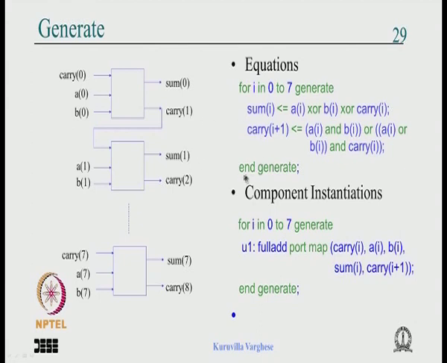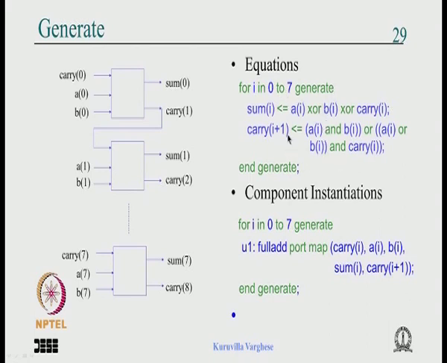Now when we go to the next iteration, when the index becomes 1, you get sum 1 as A1 XOR B1 XOR carry 1. When you come to the carry 2 output, it is composed of A1, B1 and carry 1, which comes from the previous stage's output. So automatically the carry output of the first stage goes as input to the second stage, the carry output of the second stage goes as input to the third stage and so on. That is what is shown here.